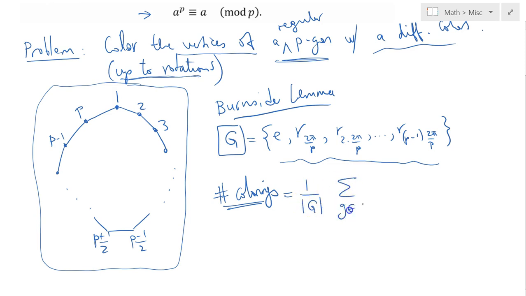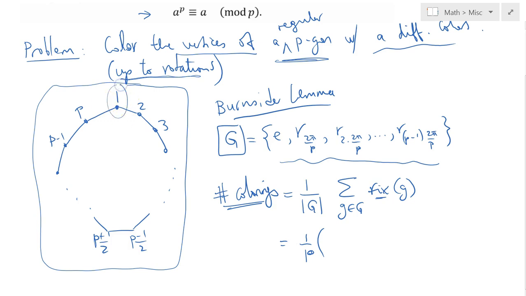Summed over all g in G, fix of g. Okay, so that was Burnside. Here we have P elements, so 1 over P times... let's start with the fix of e. How many colorings will remain unchanged when I apply the do-nothing symmetry here? If I do nothing, all the colorings will remain the same.